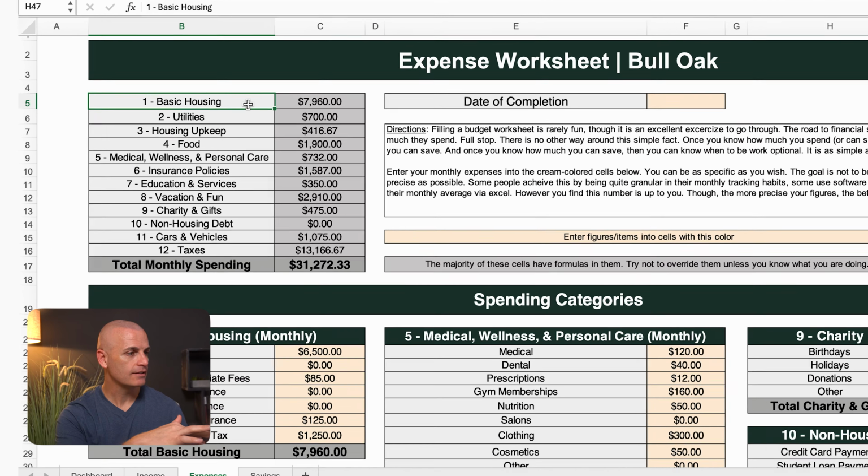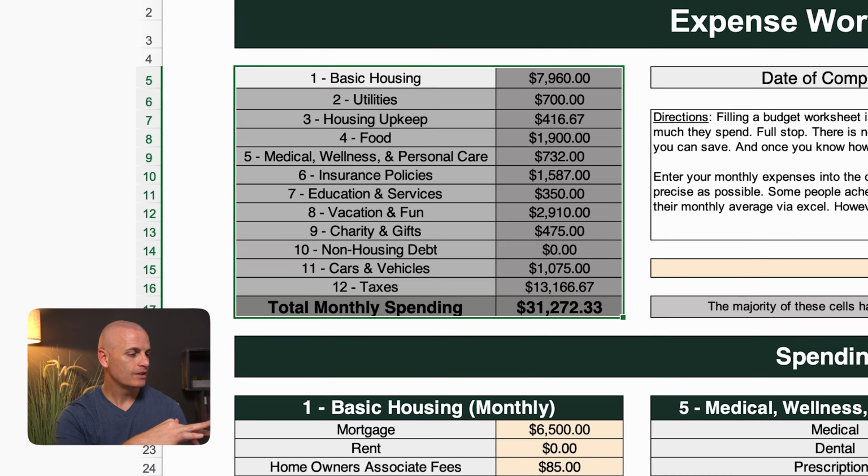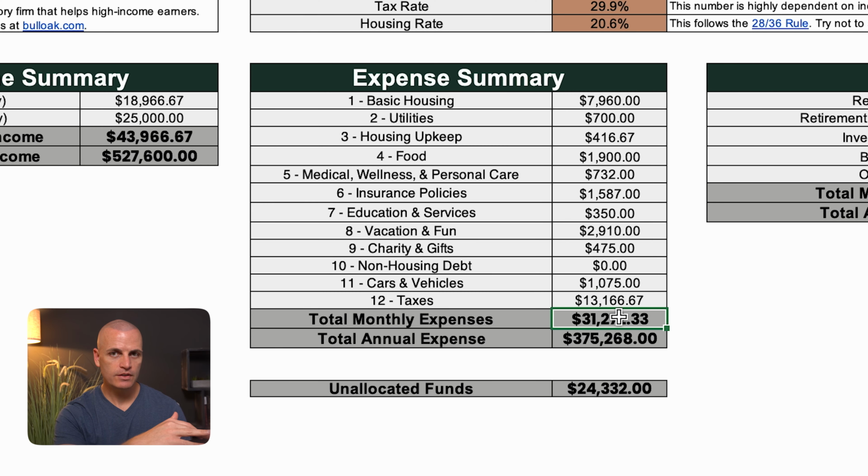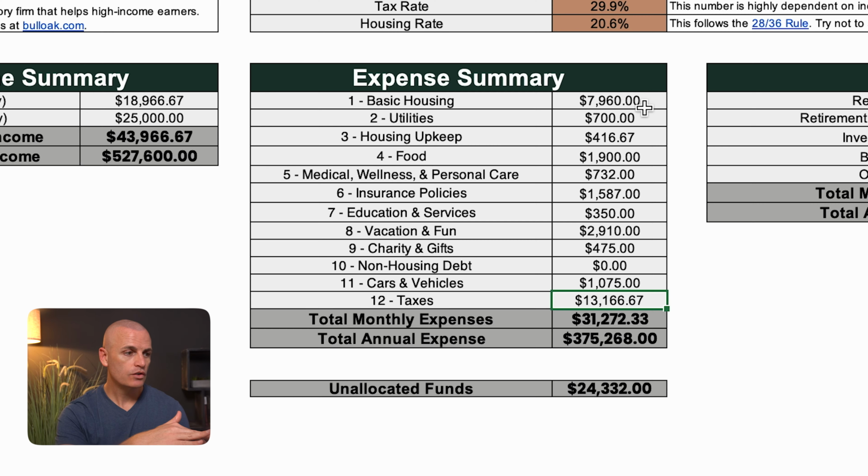Okay, so then once you're done, you can take a look at the summary sheet up here, which is the same on the dashboard here, and just see if these numbers make sense. So the total monthly expenses for these clients are about $31,000 with $375,000 per year. That number should feel pretty high to you because you have taxes added into this. So what I like to do is just to take the sum of everything except for the taxes. In their case, that's about $18,000.